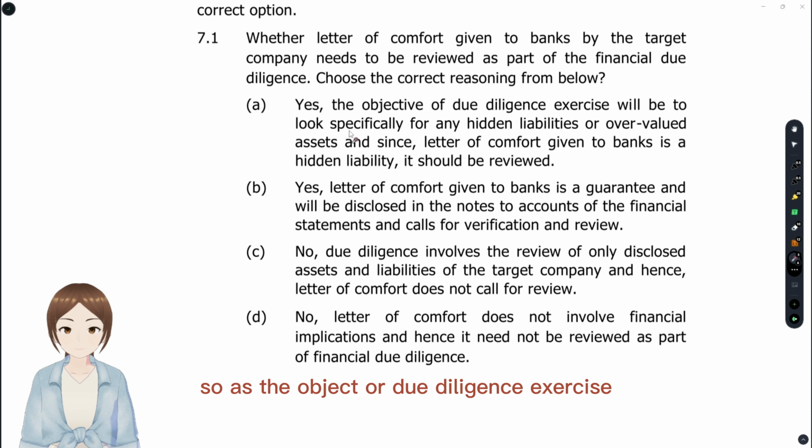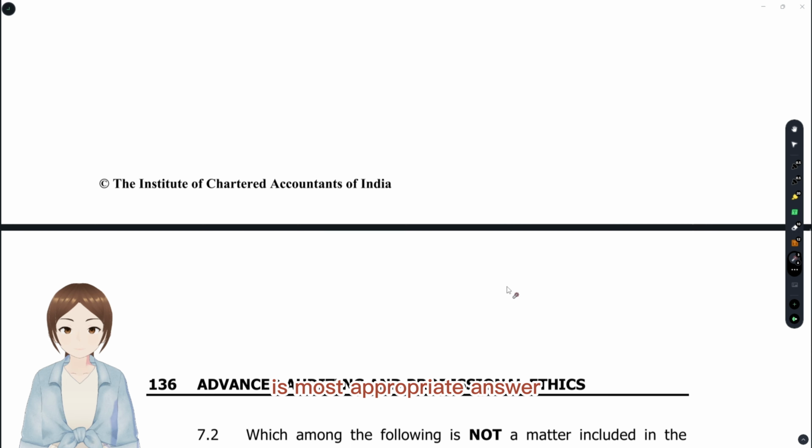The objective of the due diligence exercise is to look specifically for any hidden liabilities or overvalued assets, as they will be owning the company or becoming a part of that company. Since a letter of comfort given to banks is a hidden liability, it should be reviewed. Option A is the most appropriate answer.